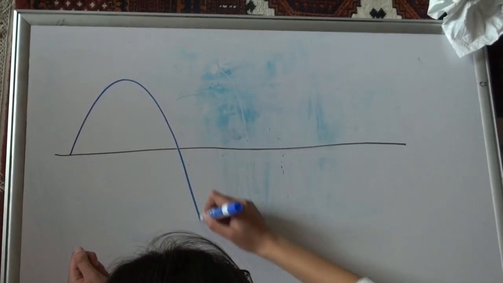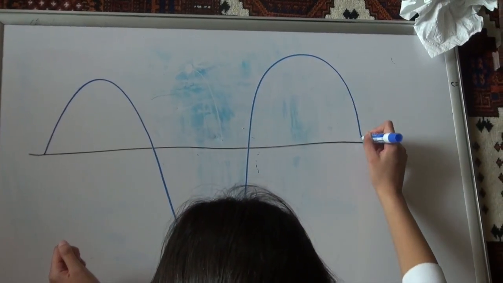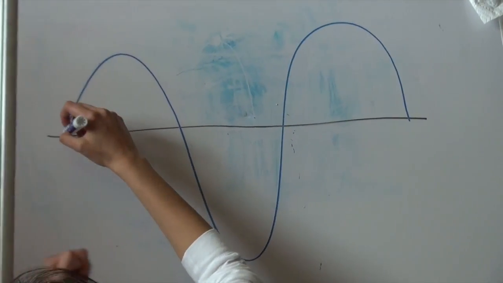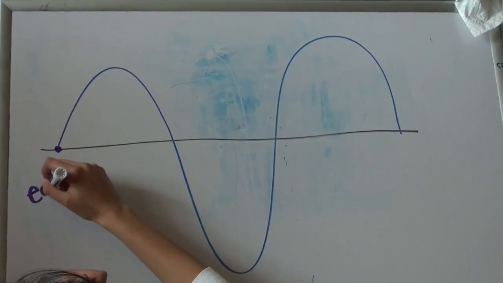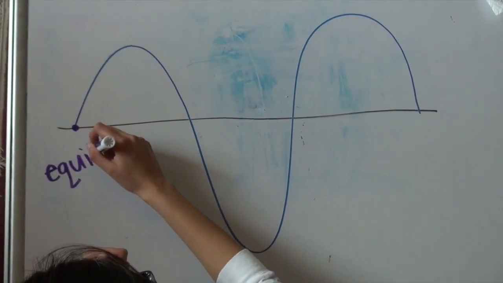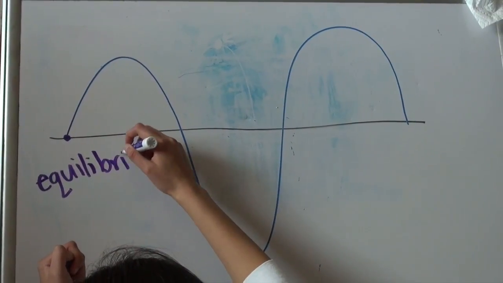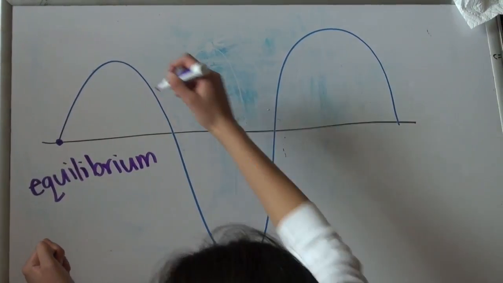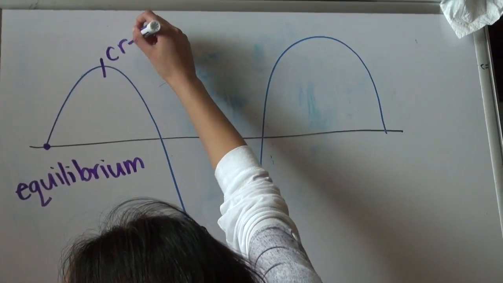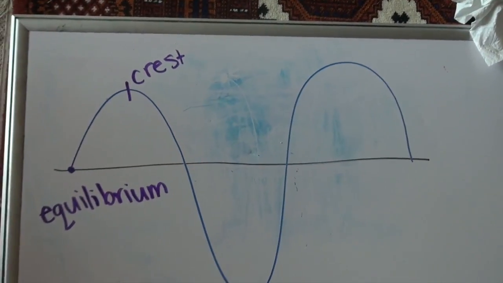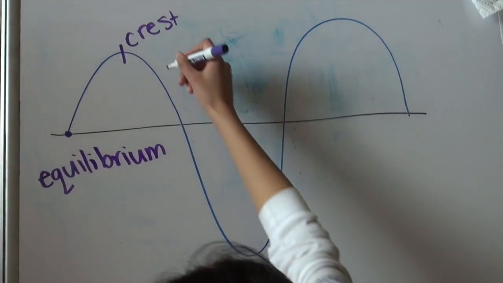This is an image of a transverse wave. Equilibrium is the center point or 0 point of a wave. The highest point with the greatest displacement from the equilibrium point is known as the crest.